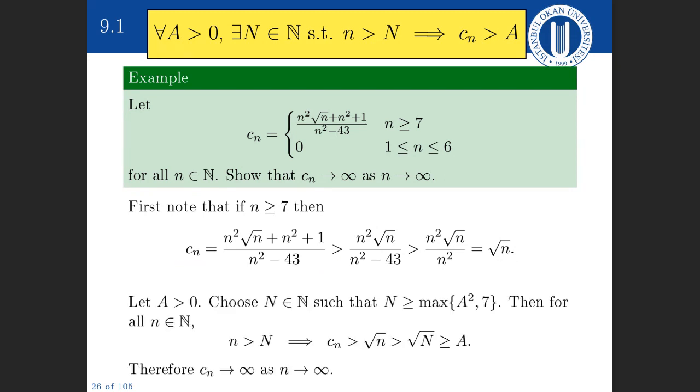But then we have almost the same as a previous example. We start by saying let A be greater than 0, and then in the second sentence we need to choose capital N. In the previous example we were choosing A squared. Here we need to be just a little bit careful because this sequence is different at the start. So we want capital N to not only be bigger than A squared, we want it to also be bigger than 7. As long as we're bigger than 7, then we don't have to worry about the 0 at the start.